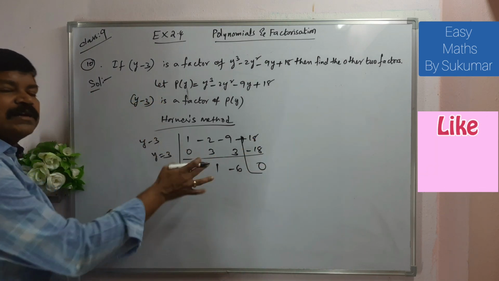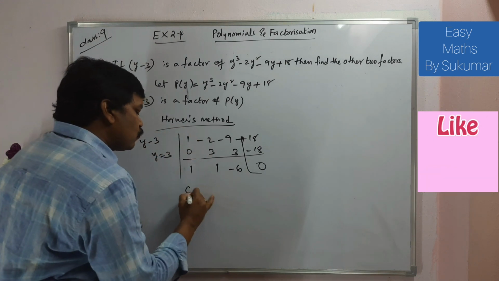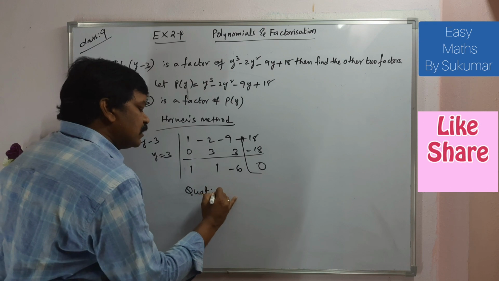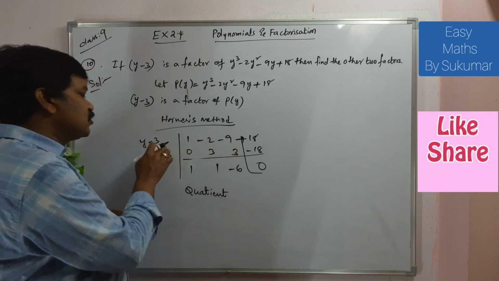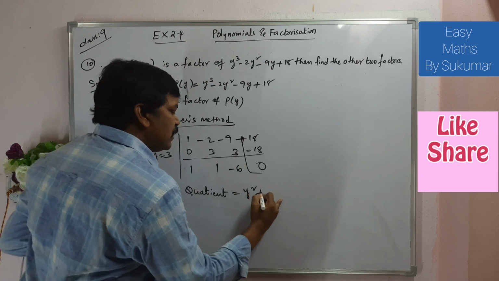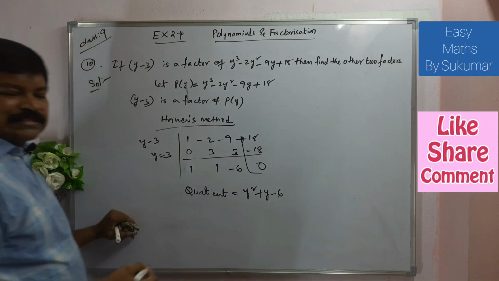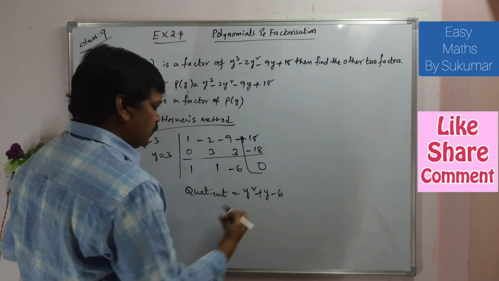That means y minus 3 is a factor. It's already given, of course. Right. So what is the quotient when the given polynomial p of y is divided by y minus 3? Y square plus y minus 6. These are the coefficients.